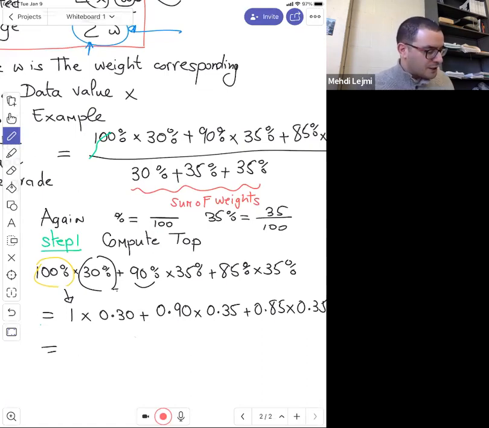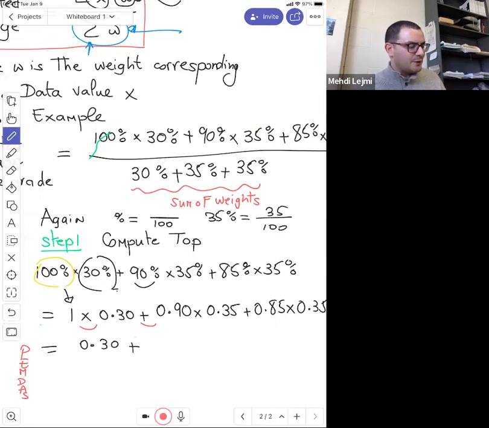Now here we have a multiplication and addition, right? So don't forget your PEMDAS rule. Multiplication first and then addition, right? So we are supposed to multiply first and then add. For example, here I would multiply the 1 by 0.30, so that's just 0.30, plus.